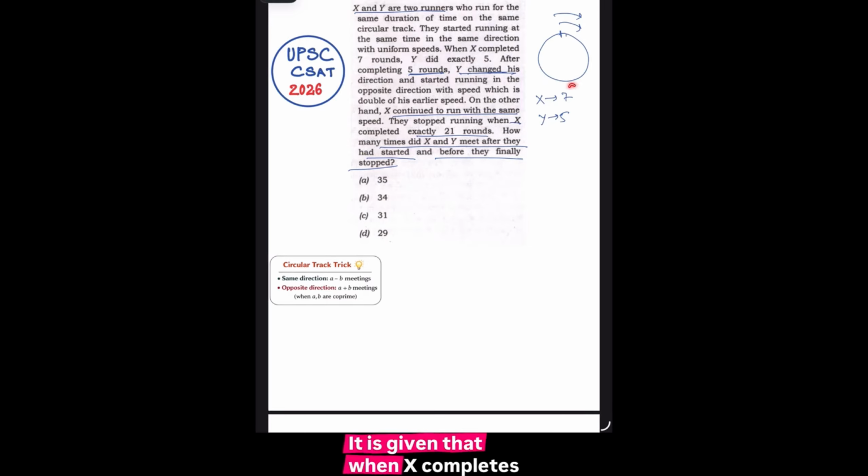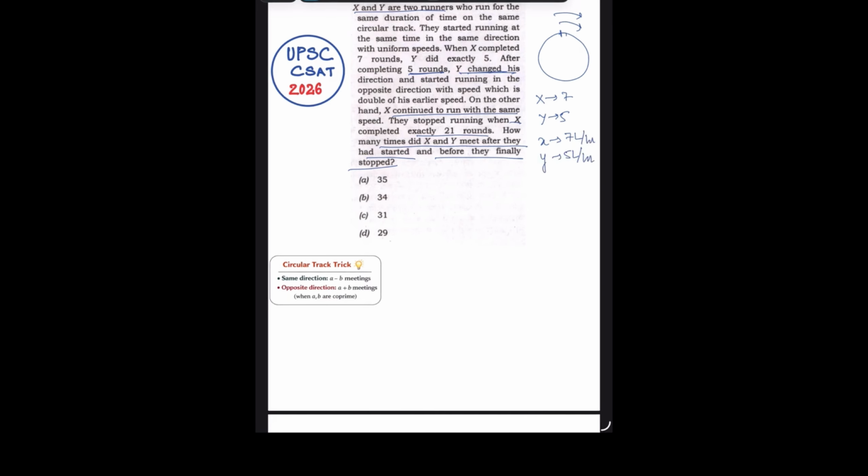It is given that when X completes 7 rounds, Y completes 5 rounds. Let us suppose that X takes 1 hour to complete 7 rounds. So speed of X will be 7 laps per hour. Lap is 1 round. And speed of Y will be 5 laps per hour. The ratio of their speeds will be 7 is to 5. 7 and 5 are co-prime numbers. So this means that they will meet for 7 minus 5 times. That is, they will have 2 meetings.